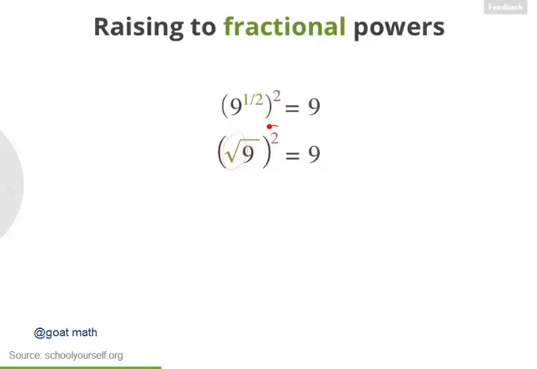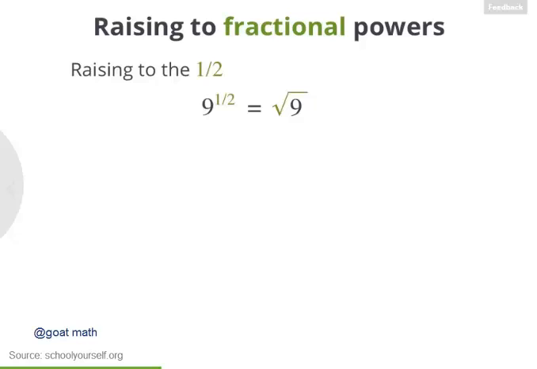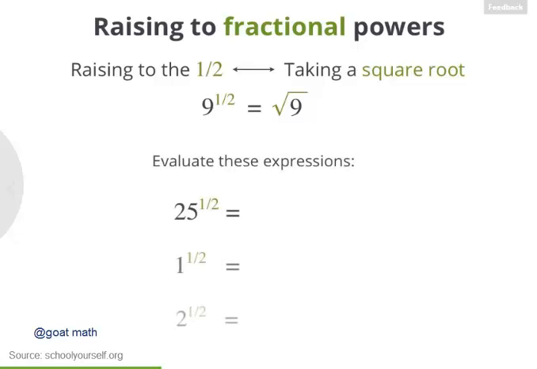Remember that square roots and squares cancel out, just like the exponents of 1/2 and 2 over here. So these two expressions here mean the same thing. In general, raising to the 1/2 power is the same thing as taking a square root. So next, try evaluating these three expressions. For this one down here, give your answer to 2 decimal places, and you might want to use a calculator.